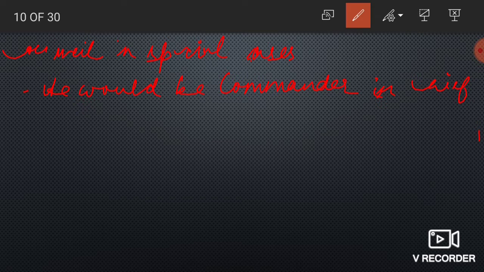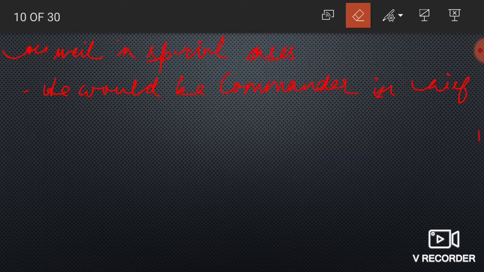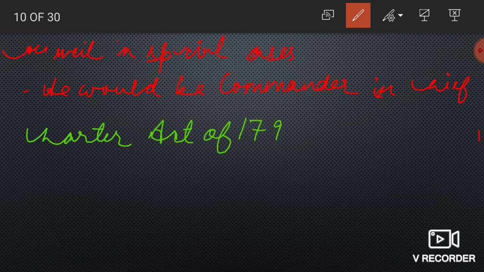After that, they passed an act known as the Charter Act of 1793. This is the fourth act.